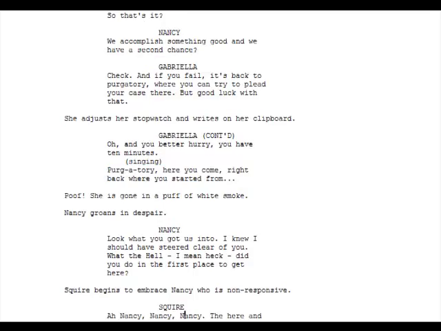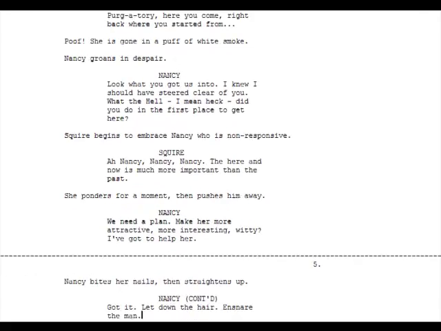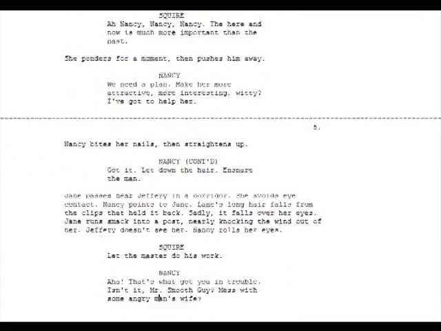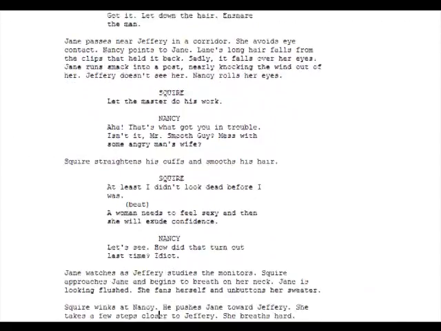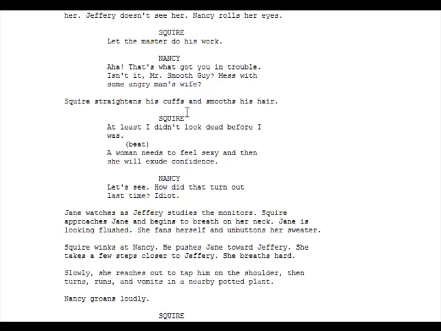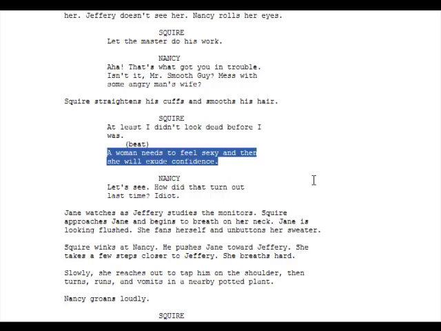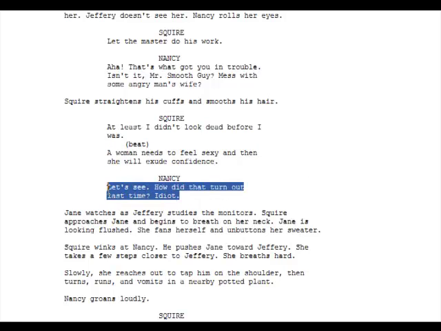Let's see. Down here. Now, they're having their little argument. Squire's about to try to get Jane to do something. He says, "A woman needs to feel sexy, and then she will exude confidence." So in this case, he's creating a future. He's having us see a future that's about to happen. Nancy then says, "Let's see, how did that turn out last time?" Now, this is basically a subtext prediction. She's basically saying it failed last time, it's going to fail this time.